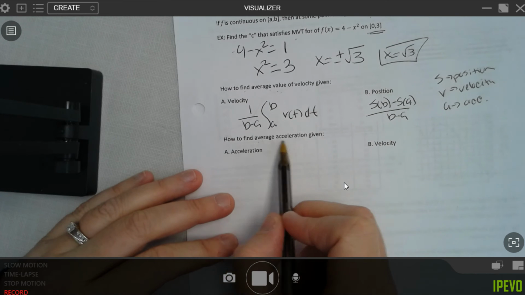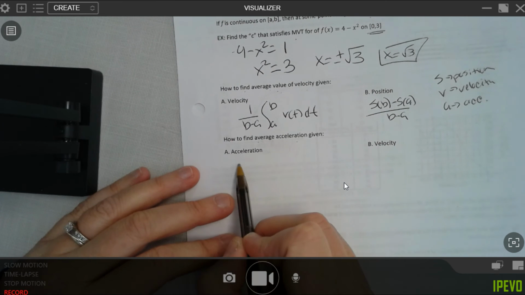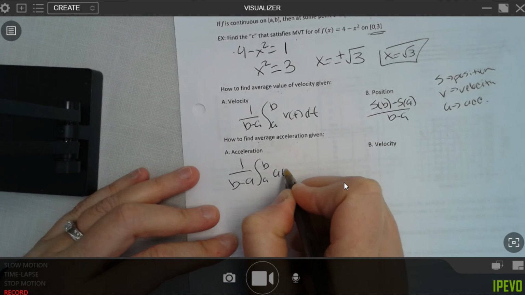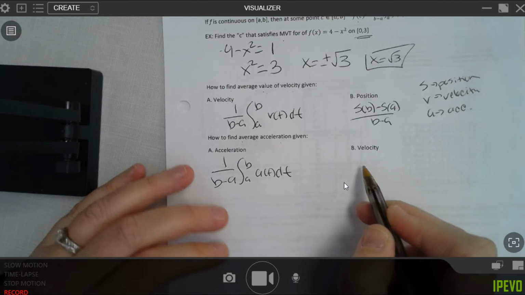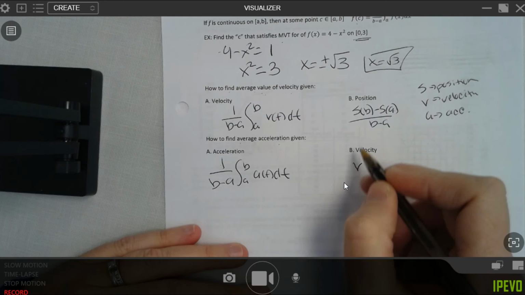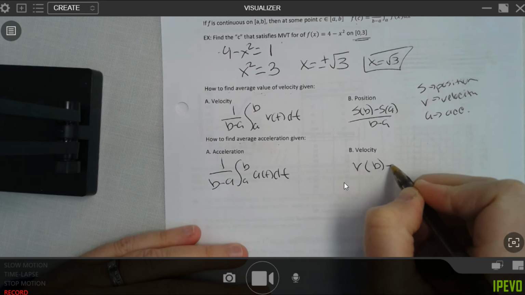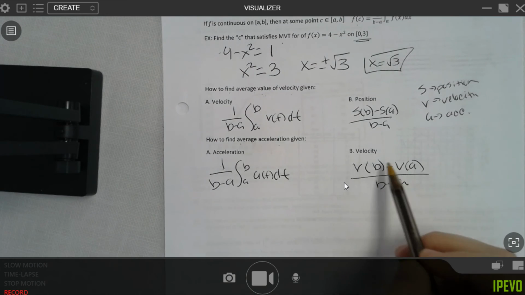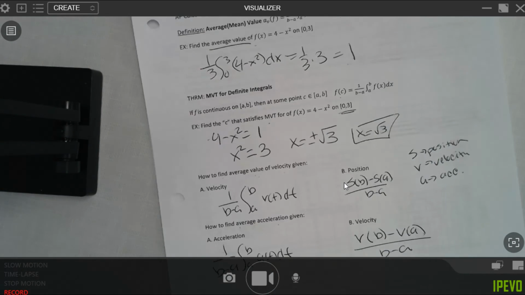So down here we have average acceleration. Given acceleration, it's just going to be the acceleration formula then. And if I'm given velocity, then I'm going to do the same thing up there. I'll do the y value of that velocity at b and a, and then subtract the x's. So that's y2 minus y1 over x2 minus x1.